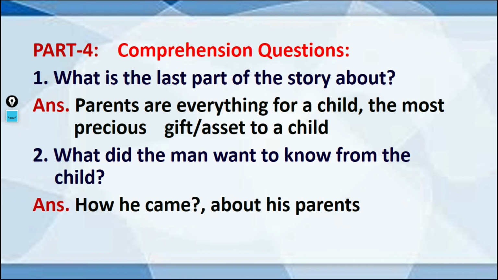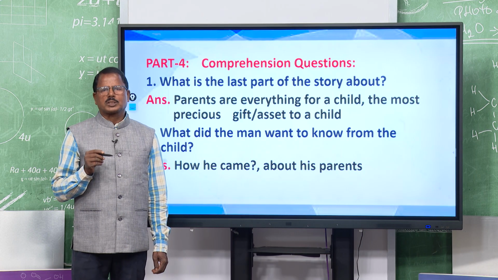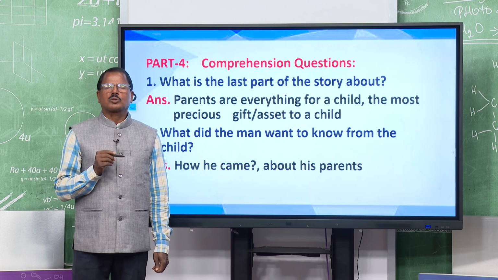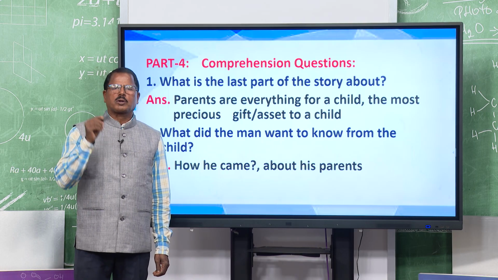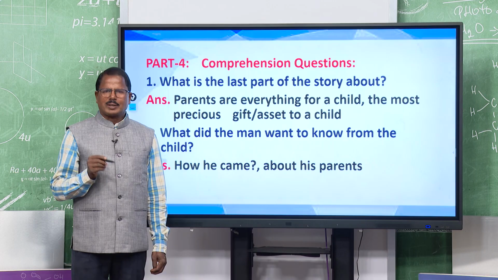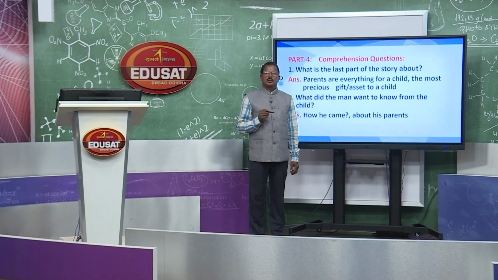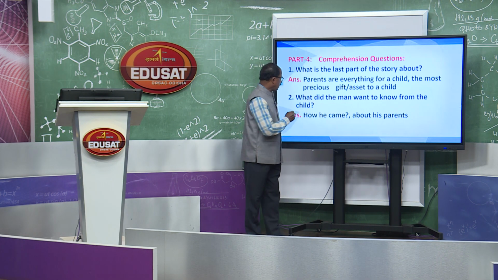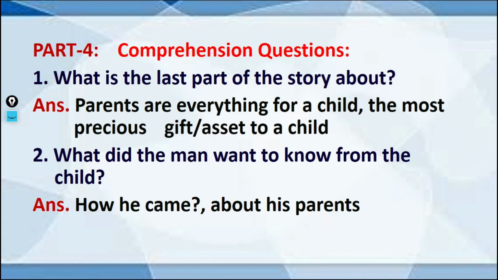Comprehension. What is the last part of the story about? The last part is about the parents being everything for a child, the most precious gift, the most valuable gift of God for the child. What did the man want to know from the child? The man wanted to know how he came to this fair, who had come with him, and about his parents, right? So number 2, what did the man want to know? How he came and to know about his parents.